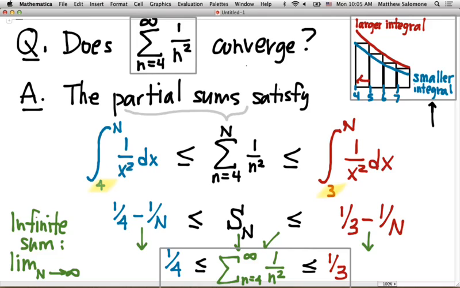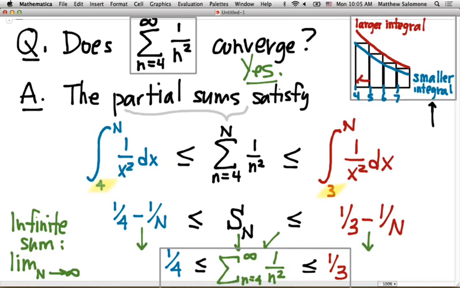Not only that, the sequence of partial sums is monotonically increasing, right? Every sum is larger than the one that precedes it. And any sequence which is monotonic and bounded, as this one is, must converge. That was one of the technical theorems that was in 10.1, I believe it was. Therefore, this infinite series converges, and we can answer the initial question in the affirmative.